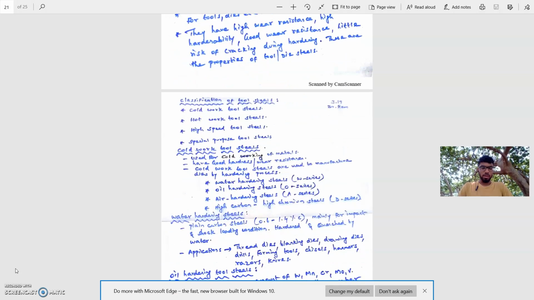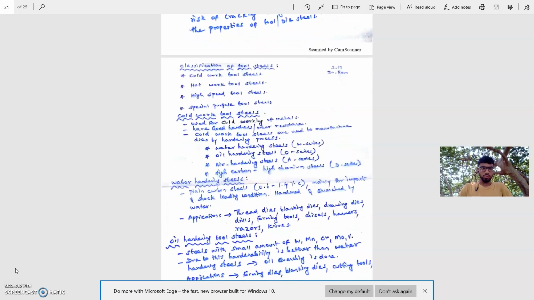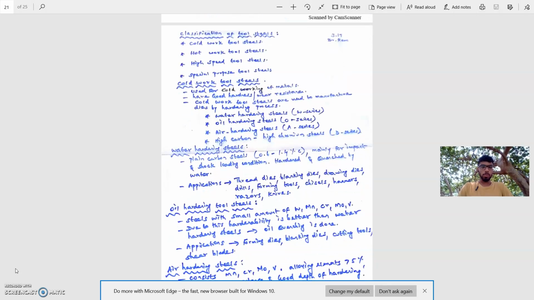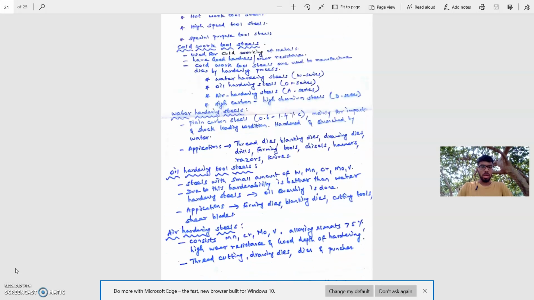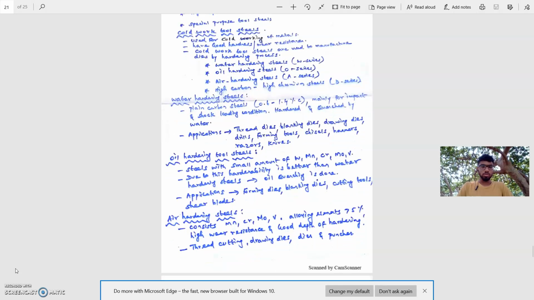Tool steels are classified into four types: cold work tool steels, hot work tool steels, high speed tool steels, special purpose tool steels. Firstly, we are going to discuss cold work tool steels. Cold work tool steels are used for cold working of metals. They have very good wear resistance and very good hardness. Cold work tool steels are used to manufacture dies by the hardening process.